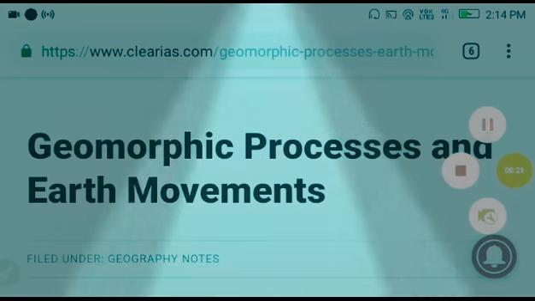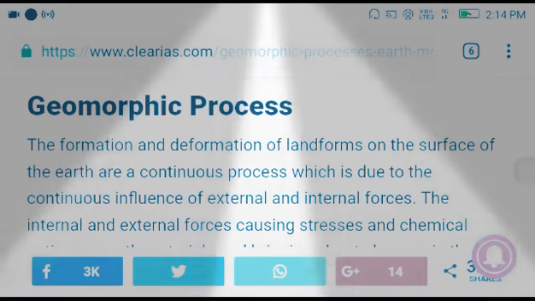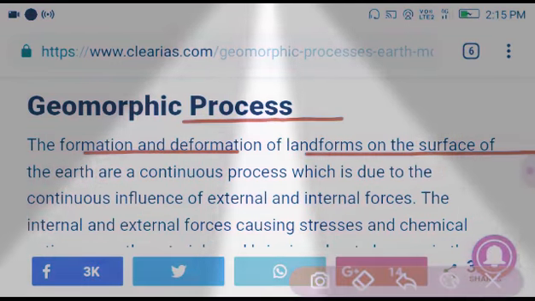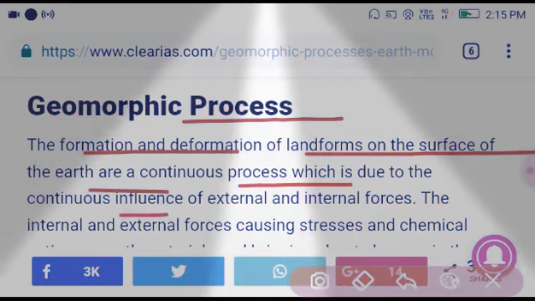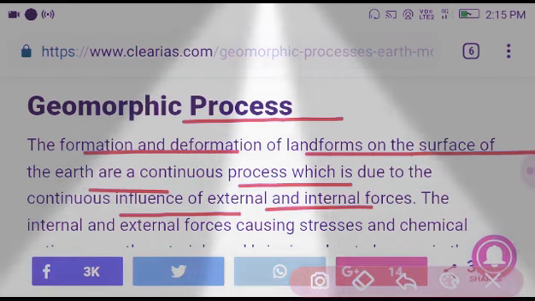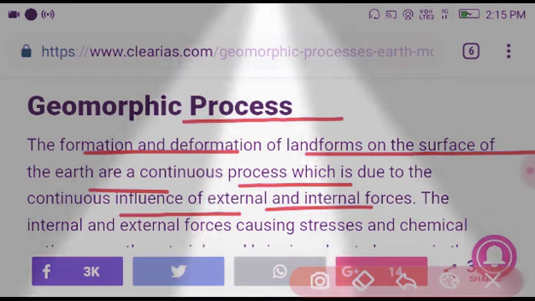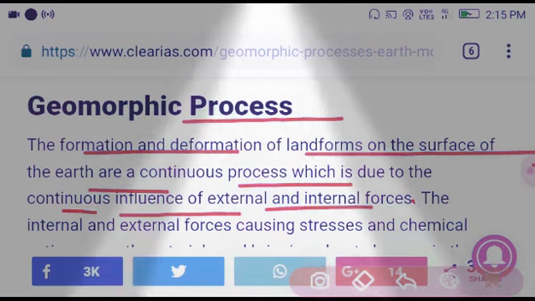So let's start. Geomorphic process is the formation and deformation of landforms. Geomorphic process means the formation and deformation of landforms on the surface of the earth are a continuous process, which is due to the continual influence of external and internal forces. Please remember, it is important.